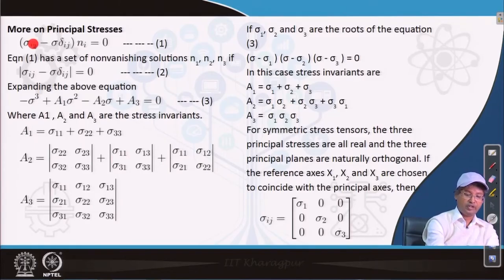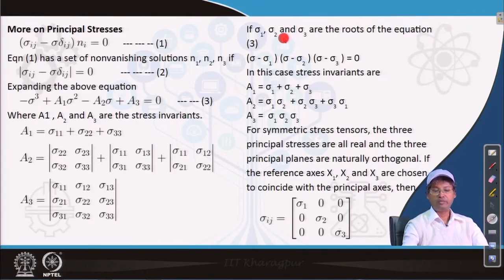General stresses come from this sigma ij. A2 also has components of sigma ij as we have seen in this form: this multiplied by this minus this multiplied by this plus, and so on. This is a Jacobian type of matrix. Anyway, A3 is the determinant value of that particular matrix sigma ij. If sigma 1, sigma 2 and sigma 3 are the roots of the equation, then definitely they will follow these equations, and sigma 1, sigma 2, sigma 3 are the principal stresses.